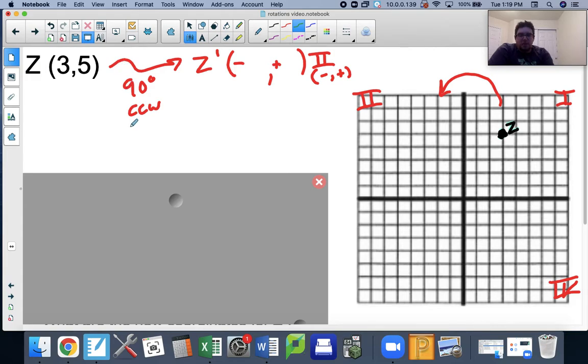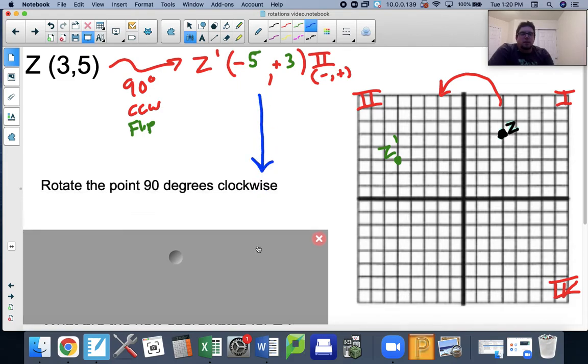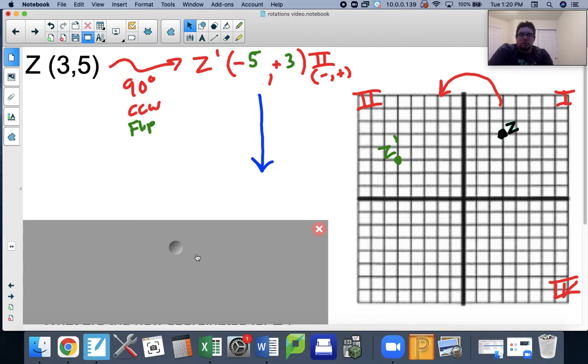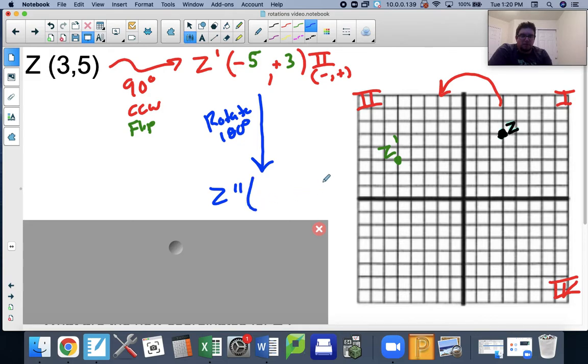Then every 90 degrees, we're going to flip the order of these numbers. 5, 3. And just like that, we've got Z prime. Let's say we want to rotate 180 degrees to get to Z double prime.